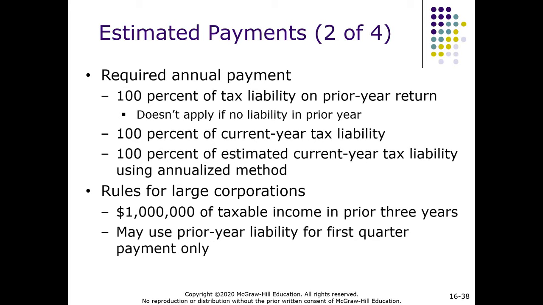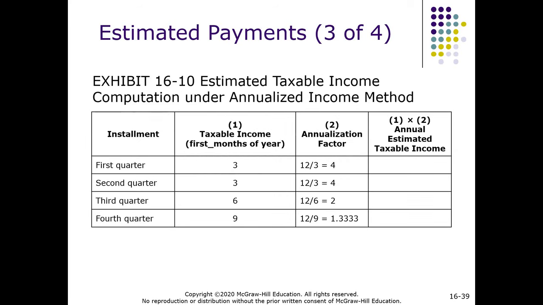So, rules for corporations: $1 million taxable income in the prior 3 years, may use prior liability for its first quarter payment only. In other words, the thought process is, if you've got $1 million or more of taxable income, you probably have a sophisticated enough accounting staff that should be able to do the estimates on this stuff, and so they're going to hold you to a higher level.